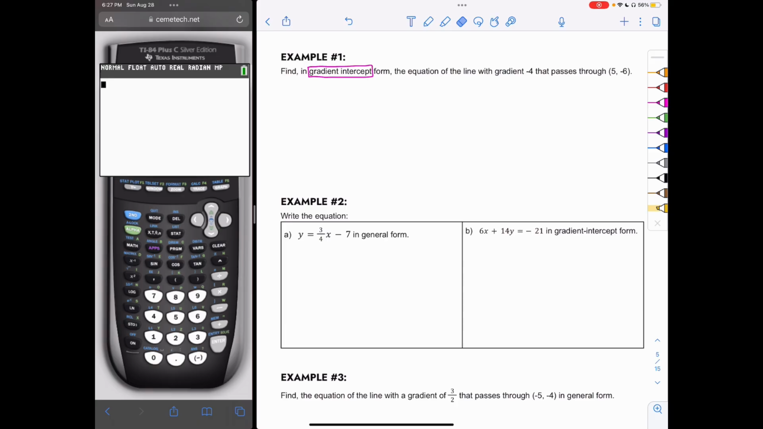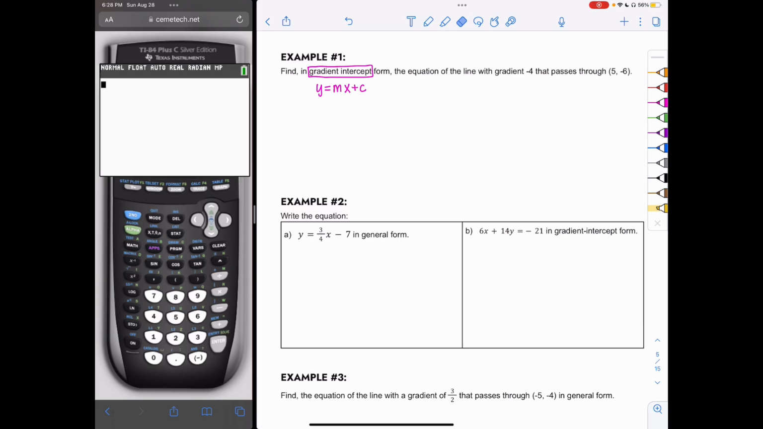So remember, gradient-intercept form is y is equal to mx plus c. So I want my final answer to look like that. The next thing you should notice is that they gave you two pieces of information. They gave you the gradient or the slope, m, and they also gave you the point, 5, negative 6. Anytime you are given the slope or the gradient and a point, it is best to use point gradient form. If you want to use gradient intercept or slope intercept form, you can, but it's just a little bit more work that we don't have to take the time out to do.